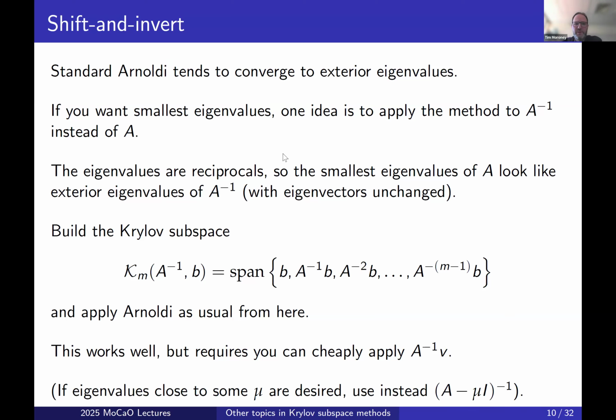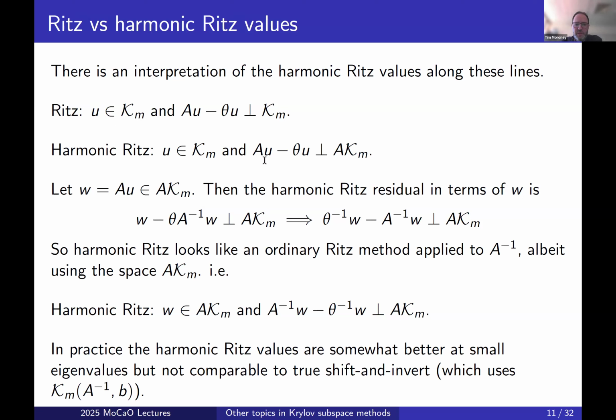So then reimagining this orthogonality condition in terms of W: AU is W, U alone is A inverse W, and that is going to be orthogonal to AK. So bring the theta over here: theta inverse, 1 on theta, times W minus A inverse W, orthogonal to AK. So this now looks like an ordinary Ritz method applied to A inverse. Because look at this: W belongs to AK, and the residual is orthogonal to AK.